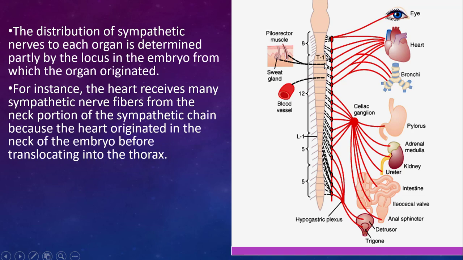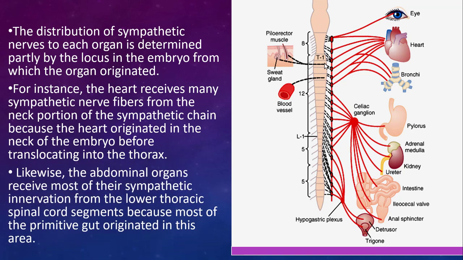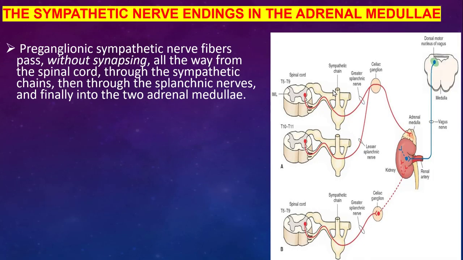Likewise, the abdominal organs receive most of their sympathetic innervation from the lower thoracic spinal cord segments because most of the primitive gut originates in this area. The sympathetic nerve endings in the adrenal medulla: preganglionic sympathetic nerve fibers pass without synapsing all the way from the spinal cord through the sympathetic chain, then through the splanchnic nerve, and finally into the two adrenal glands.